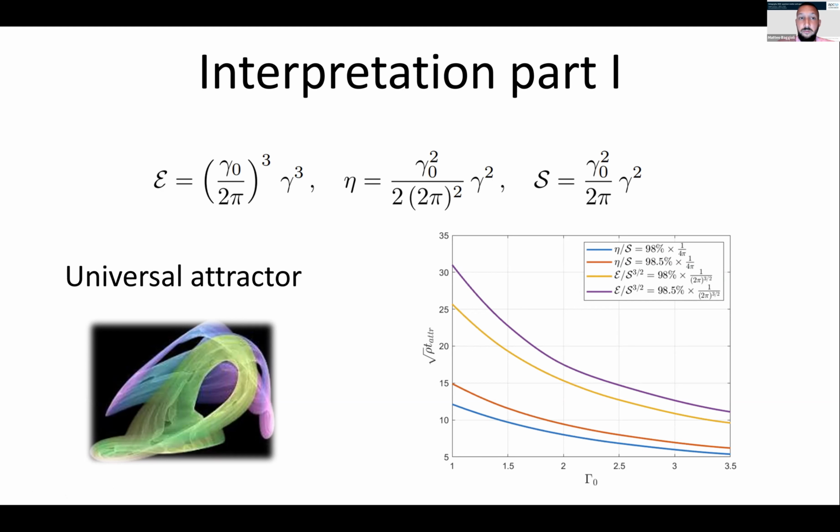And also, out of curiosity, we have checked how fast this attractor is reached as a function of the shear rate. Remember, the bigger gamma naught is, the more you're out of equilibrium. And funnily enough, we saw that the more you're out of equilibrium, the faster you reach this attractor, which is again quite interesting.